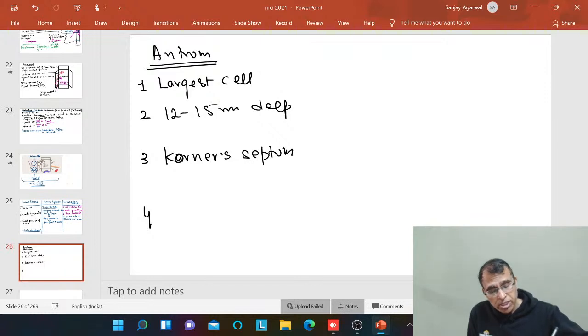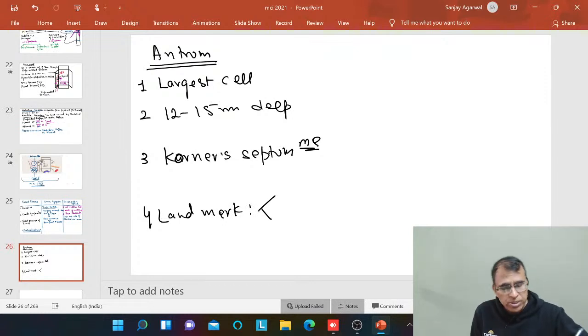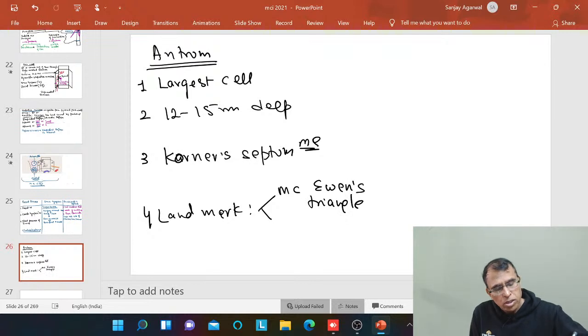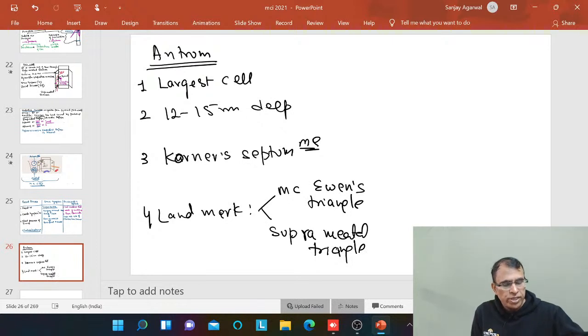And the last question is the most important question. This is also important, MC, but the last one is more important. Landmark for mastoid antrum. This is very, very important. There are two names. Same thing, two names. It's either called McEwen's triangle or it's called supramietal triangle. McEwen's triangle or supramietal triangle is a landmark for mastoid antrum. So, these are the 5 points about mastoid that you need to know.